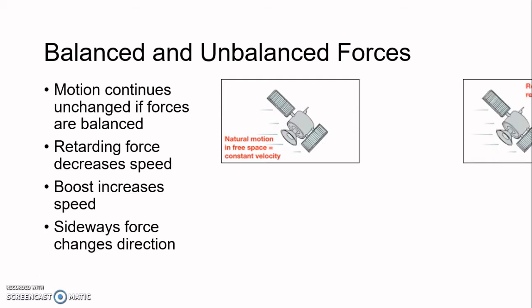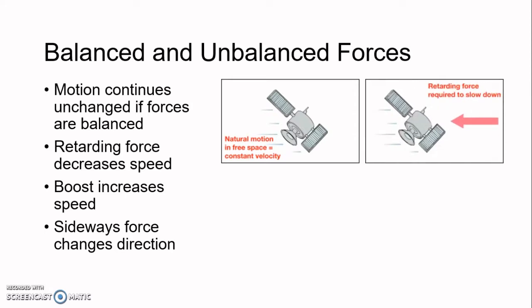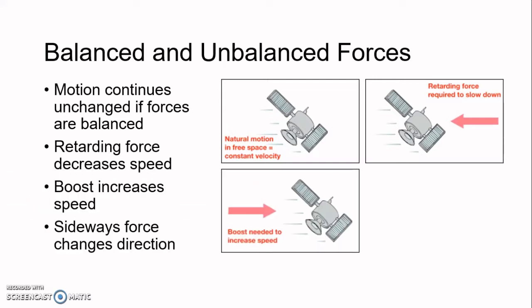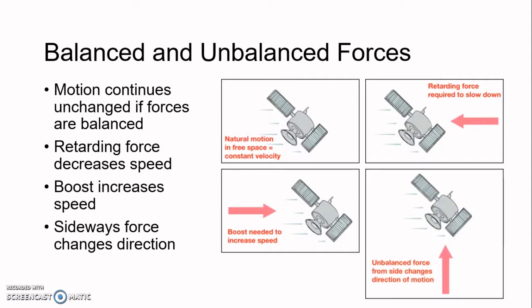Now, if we have what's called a retarding force, that would be a force opposite the direction of motion. That's going to slow down the object that is moving. But if you have a force that's in the same direction as motion, then that's going to actually increase the speed of that object. Then finally, if you have an object that's moving, but a force pushes it in a different direction, say the satellite's going to the east and we have a force pushing it to the north, then that's when we get a change in direction. So the result is you can have either changes in speed or direction or both due to forces.